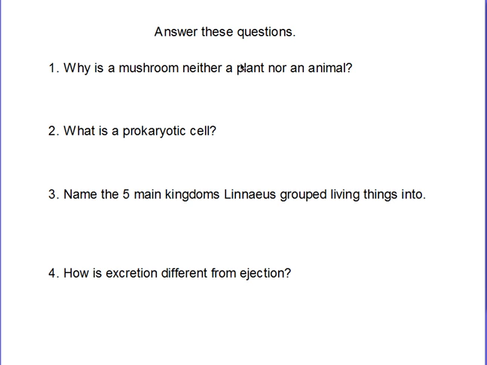Okay, a mushroom is neither a plant nor an animal because it has a cell wall, so it is not an animal. It does not have chloroplast, so it is not a plant. A prokaryotic cell is a cell that lacks a true nucleus. Pro means before, karyotic means nucleus. The 5 main kingdoms: bees, bacteria; prefer, protists; finding, fungi; poo bear, plants; alive, animals. Excretion is where we get rid of metabolic waste, and then egestion is where we get rid of undigested food, which we call feces.